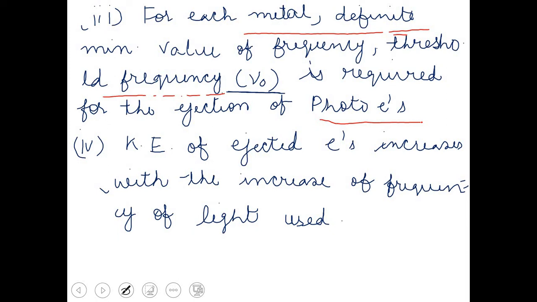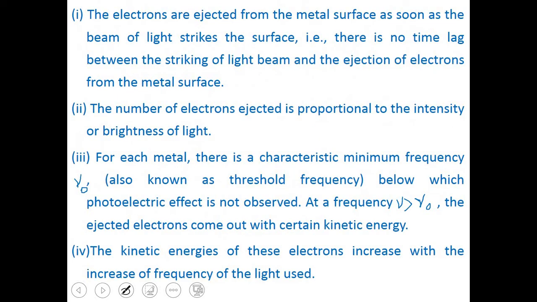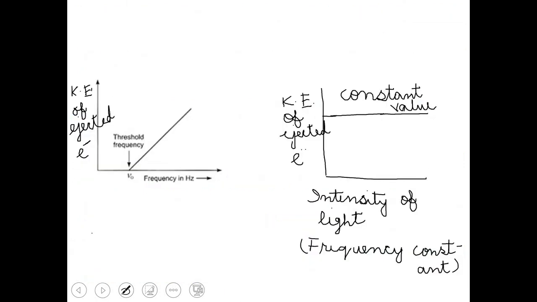Then point number four is that the kinetic energy of ejected electrons increases with increase of frequency of light used. Children, I hope these points are very clear to you. All these 4 points which I have discussed are written here. Now I just want to show you graphically the effect of frequency of radiation on the kinetic energy of electrons, as well as the effect of intensity of light used on the kinetic energy of ejected electrons.